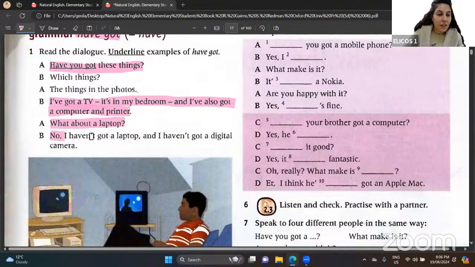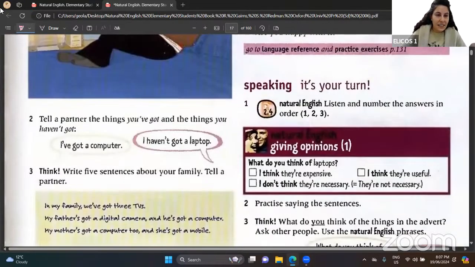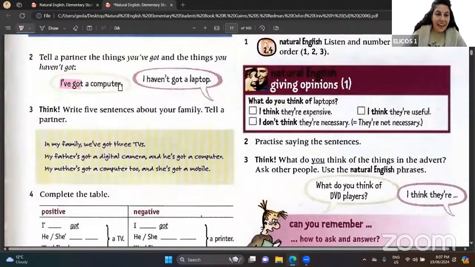If it's a negative, no, I haven't got a laptop. And I haven't got a digital camera. So can you see how you use have got to say I have got whatever object? And then if you don't, I haven't got. So you say I haven't got when you don't have an object. Okay, so now you could see here, I've got a computer. I haven't got a laptop.